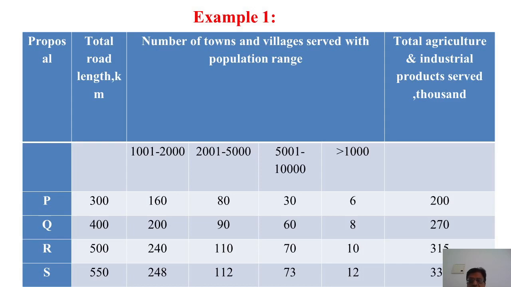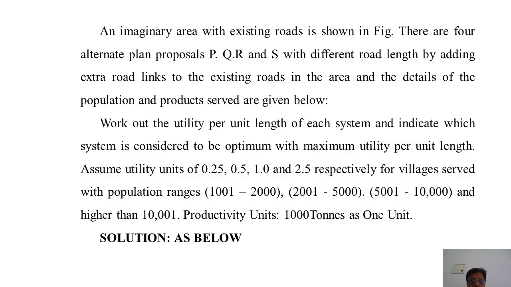Total agricultural and industrial products served is here, in tons: 200, 270, 315 and 330.